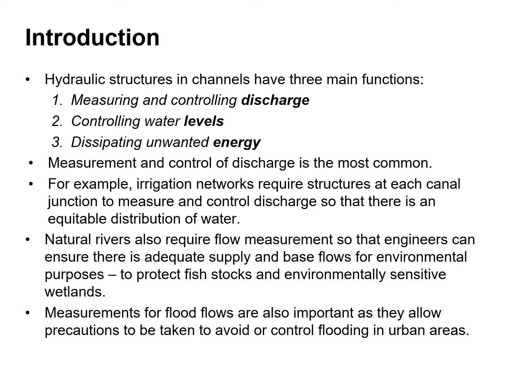For example, irrigation networks require structures at each canal junction to measure and control discharge, so that there's an equitable distribution of water. Natural rivers also require flow measurement, so that engineers can ensure there's adequate supply and base flows for environmental purposes, for example, to protect fish stocks. Measurements for flood flows are also important, as they allow precautions to be taken to avoid or control flooding in urban areas.